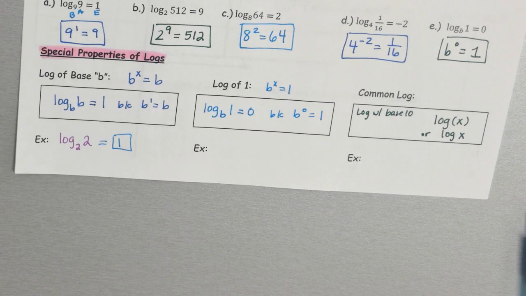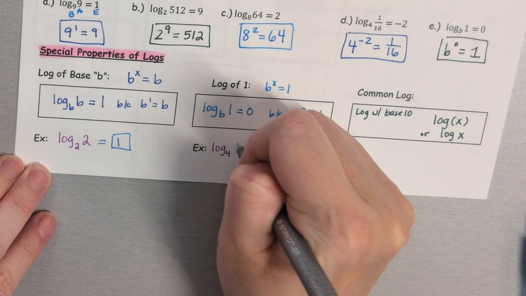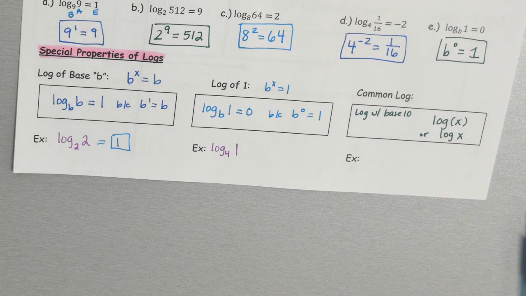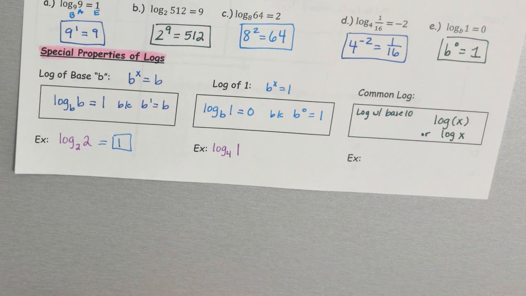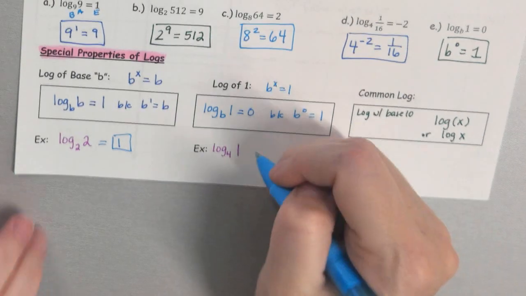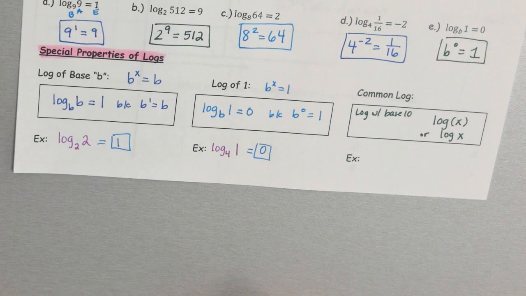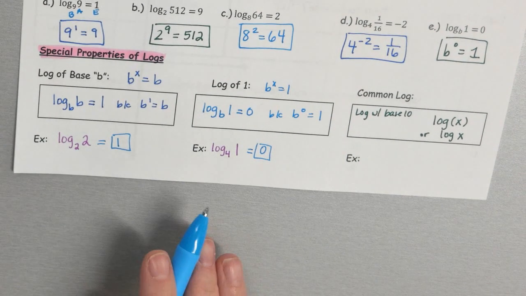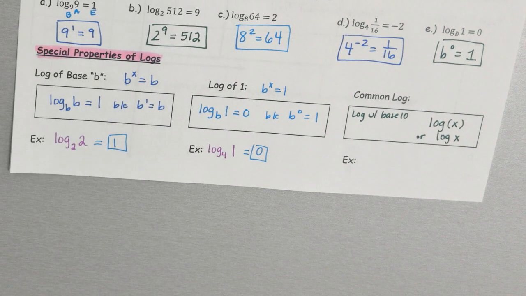And then for the next one, let's say you have log base 4 of 1. Again, the pattern that you want to recognize is, oh, look, the log is of 1. If the log is of 1, what does it have to equal? 0. Now again, these are special properties that you can recognize and use, or you can set it up as an exponential function and you would get there anyway.